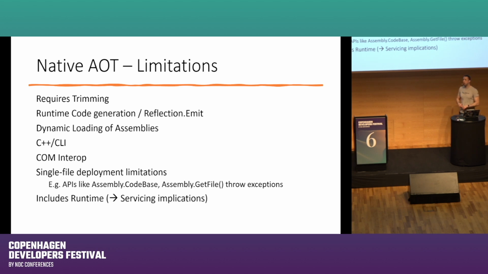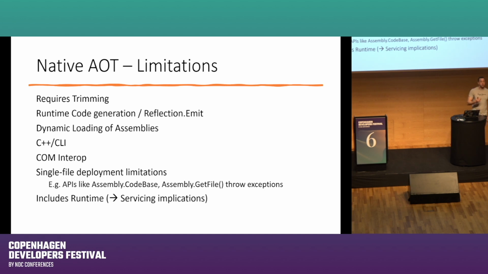So if you have, for example, lambdas or expressions and you want to run expressions, those are always going to be interpreted. Dynamic loading of assemblies just doesn't work because there's nothing to load an assembly and JIT it. C++/CLI, that's on you. Interop, again, new versions might work, otherwise you're going to have a hard time.